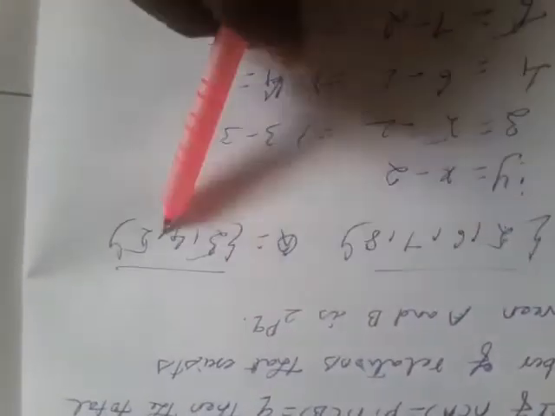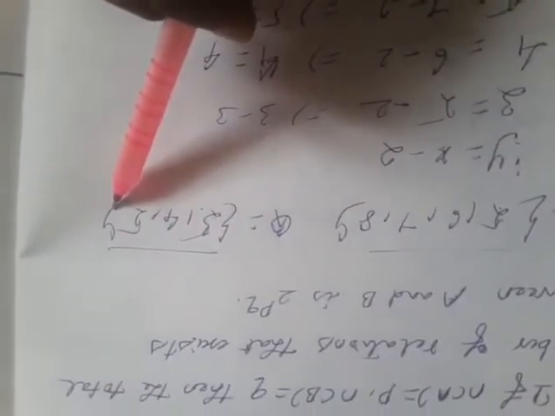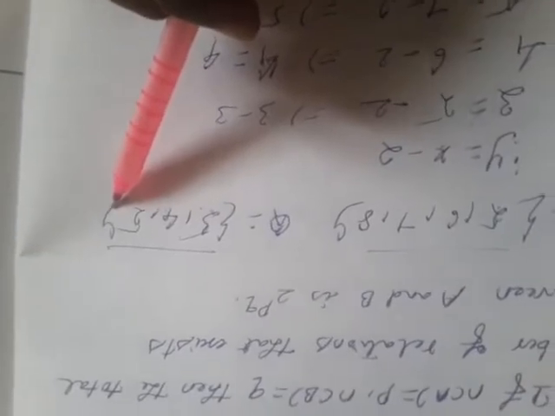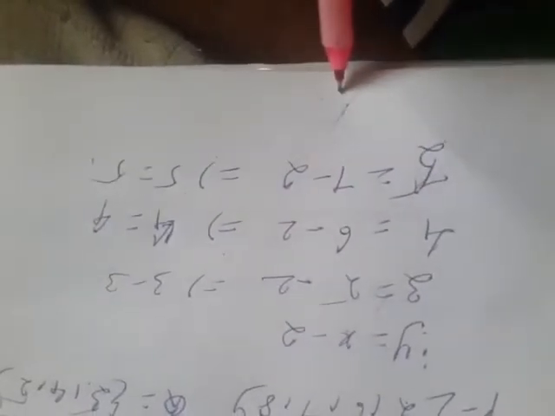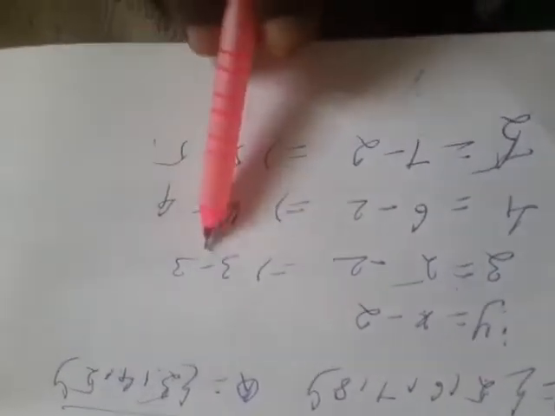The next one, roster form: all the elements we got are 5 comma 3, 6 comma 4, 7 comma 5. This is the roster form. Finally, domain means what we are substituting: 5, 6, 7. 8 we are not substituting, so it is not in the domain. And the range of R is 3, 4, 5.